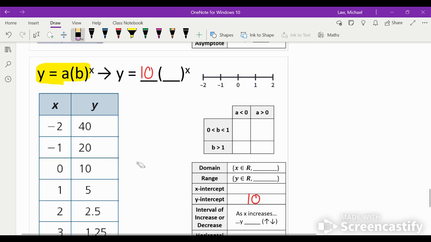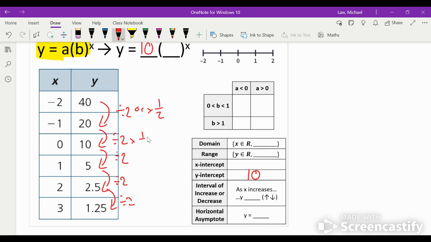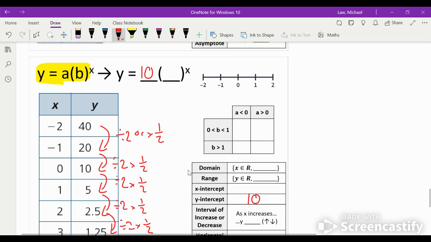Now, to determine the b value, let's look at this table of values. You can see that the y values are decreasing, and they are being divided by 2 every single time. Instead of saying divided by 2, you can just say they are being multiplied by 1 over 2. And that is the b value that I'm going to use up here in our equation. I'm going to put 1 over 2, which is the same thing as 0.5.